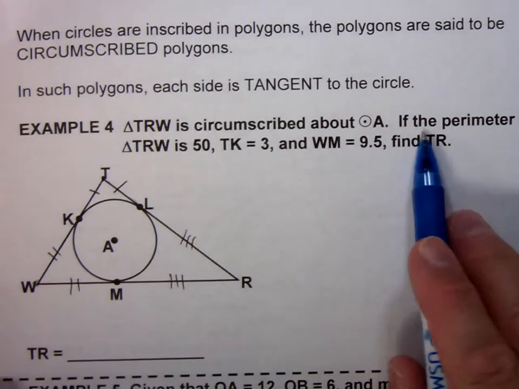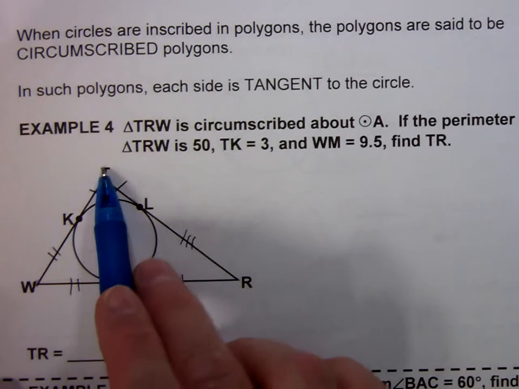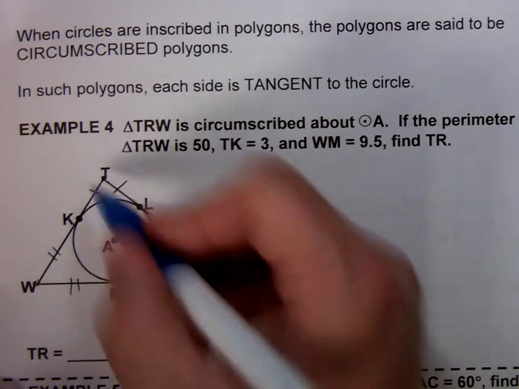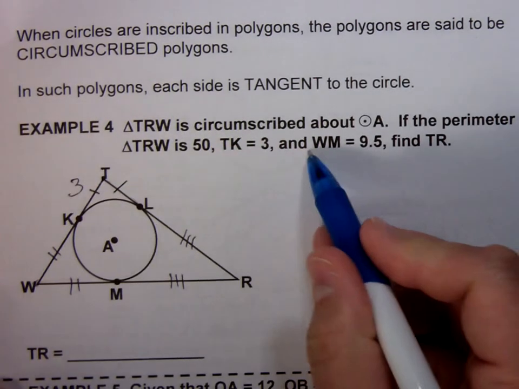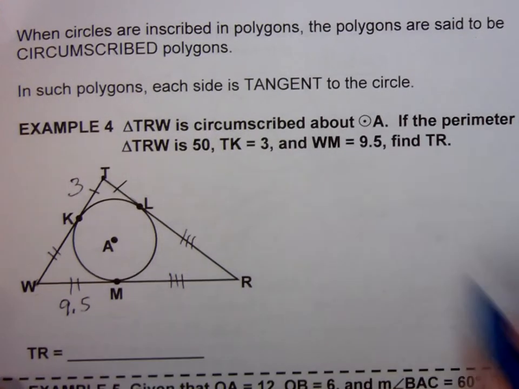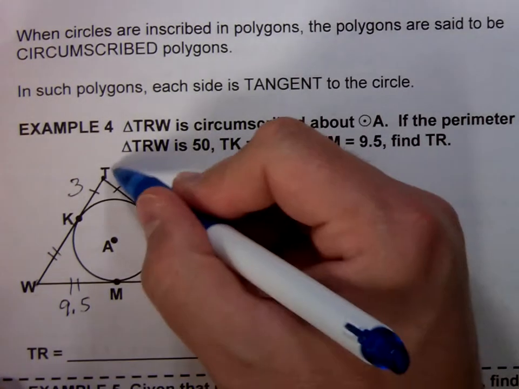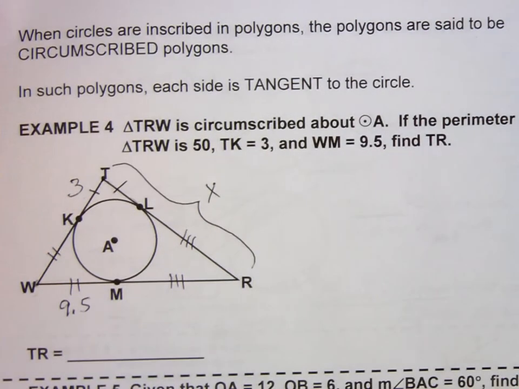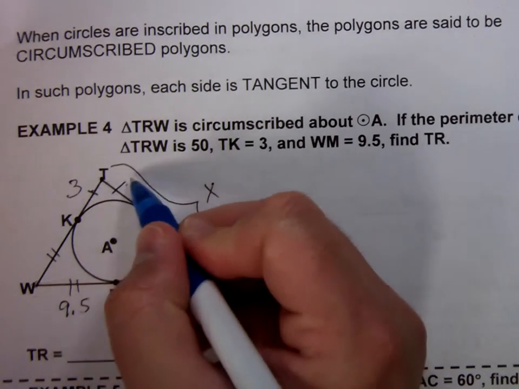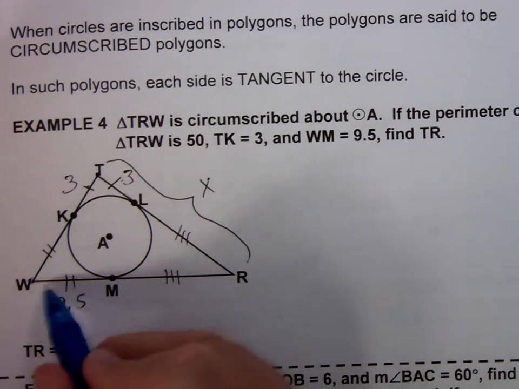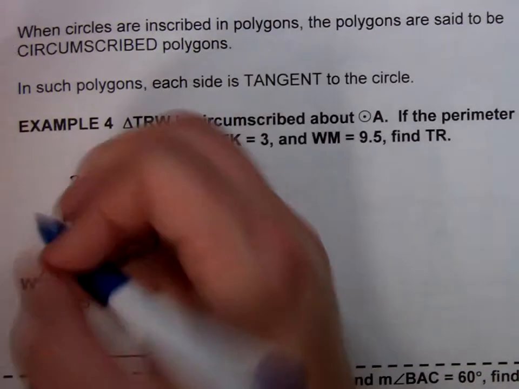if the perimeter of triangle TRW is 50, the distance from T to K is 3, and the distance from W to M is 9.5, we want to find the distance from T to R. That's what we want to find right there. Well, let's do the work. We know that these are congruent, so if this is 3, the distance from T to L is 3. I know that the distance from W to M is 9.5, so the distance from W to K also has to be 9.5.